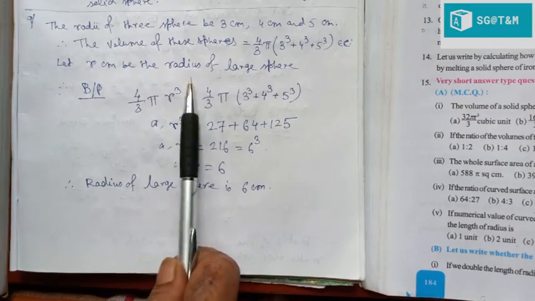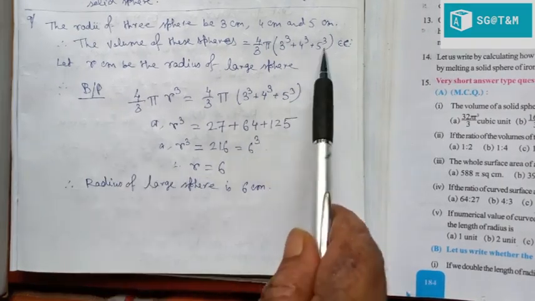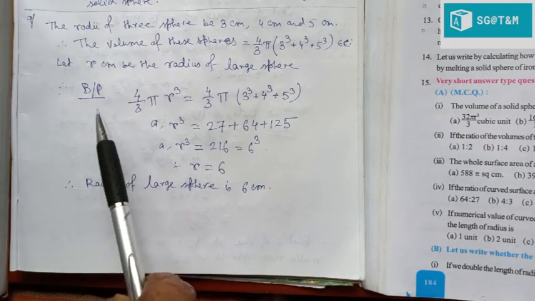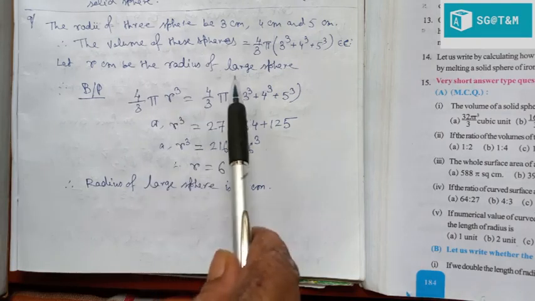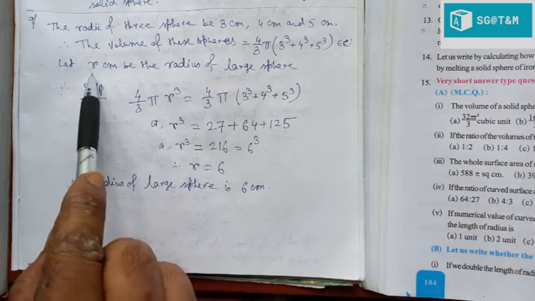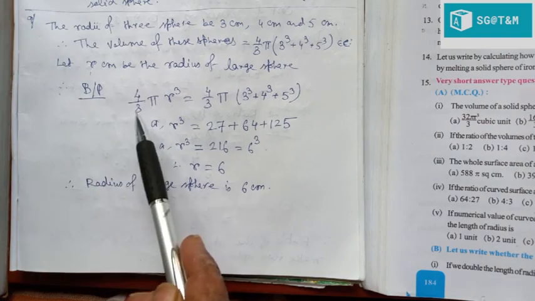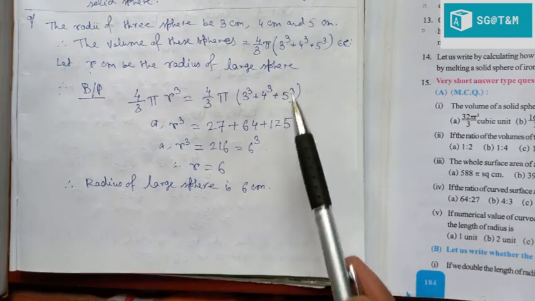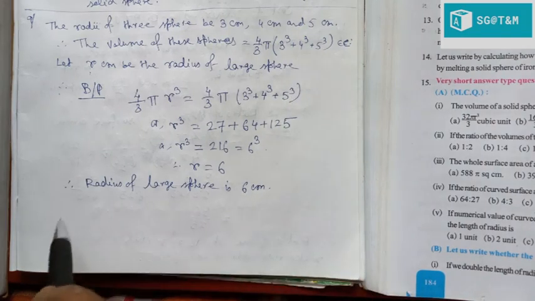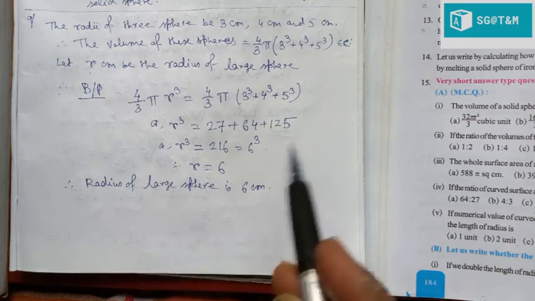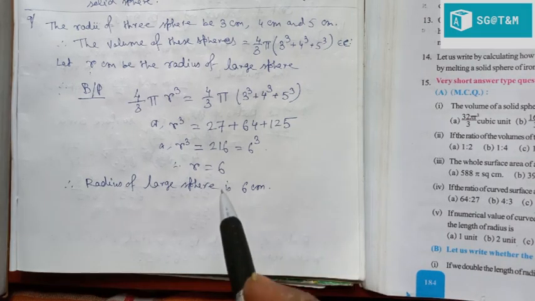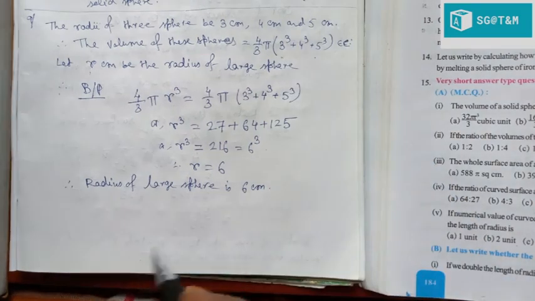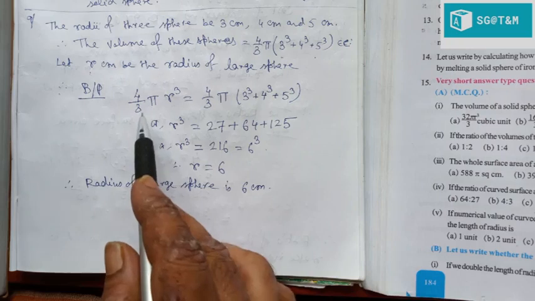Let r centimeter be the radius of the large sphere. So obviously the volume of these three spheres is equal to the volume of the large sphere. So by the problem we can write 4/3 pi r cube, since we take r to be the radius of the large sphere, equals 4/3 pi (3 cube plus 4 cube plus 5 cube). I mention again, there is no need to calculate by multiplying and dividing now; these are all in the last proportion, not in the previous one. So it is easy to calculate like that.